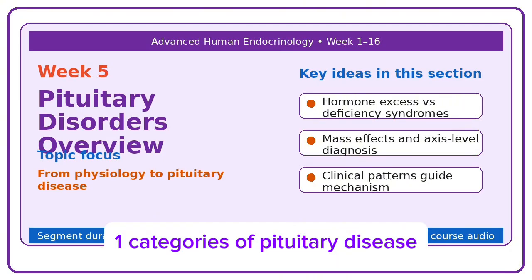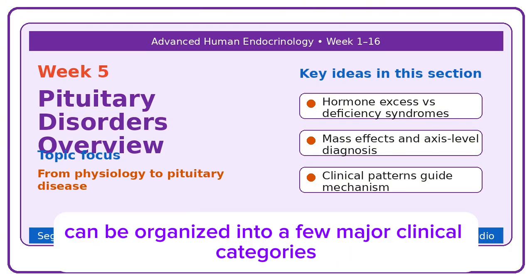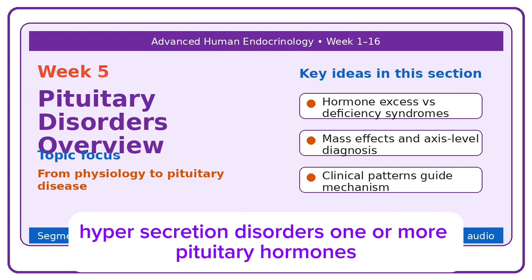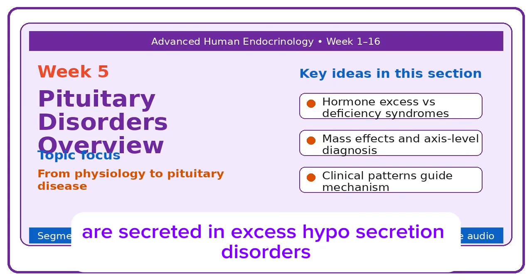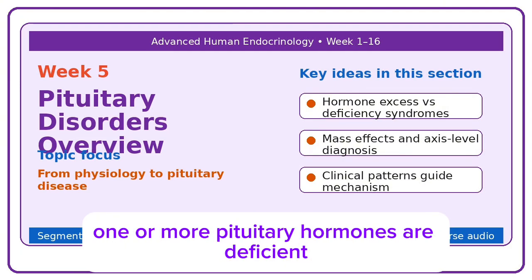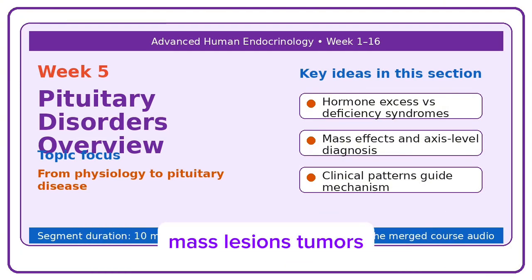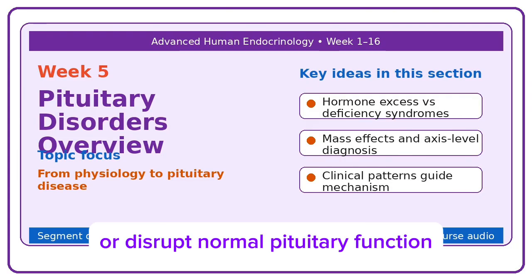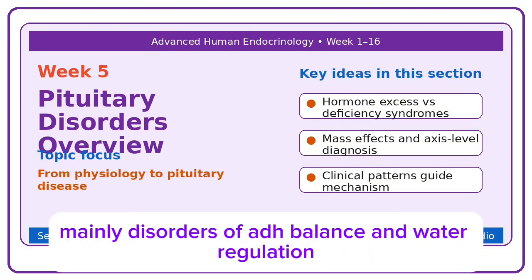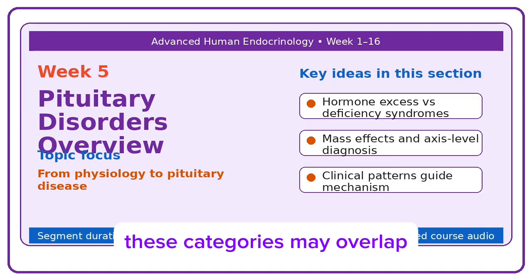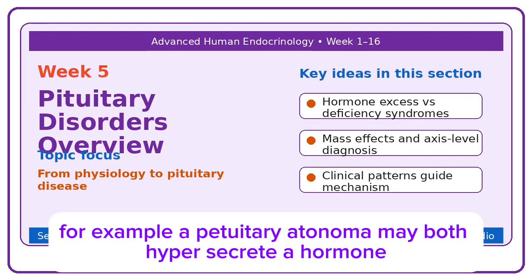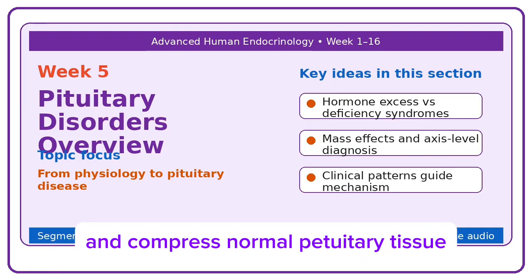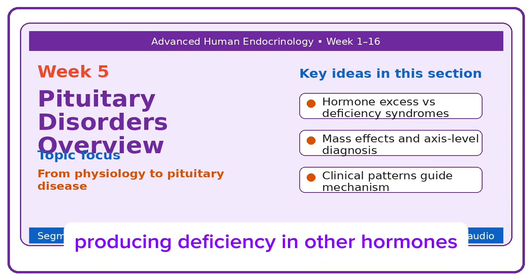1. Categories of pituitary disease. Pituitary disorders can be organized into a few major clinical categories. Hypersecretion disorders: one or more pituitary hormones are secreted in excess. Hyposecretion disorders: one or more pituitary hormones are deficient. Mass lesions: tumors or other lesions compress nearby tissues or disrupt normal pituitary function. Posterior pituitary disorders, mainly disorders of ADH balance and water regulation. These categories may overlap. For example, a pituitary adenoma may both hypersecrete a hormone and compress normal pituitary tissue, producing deficiency in other hormones.